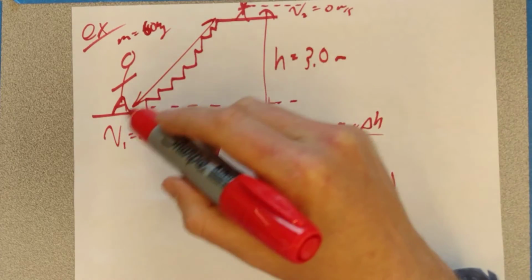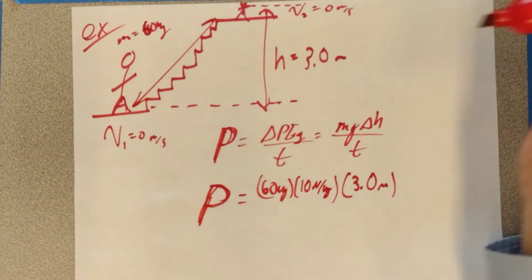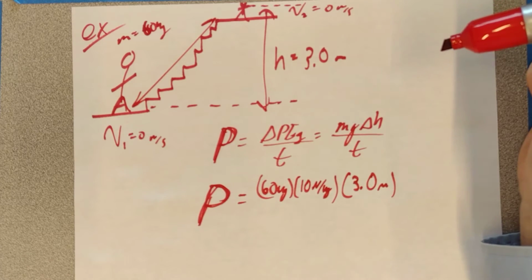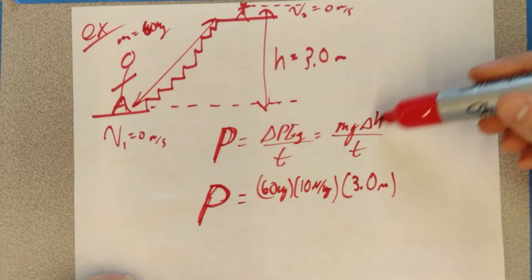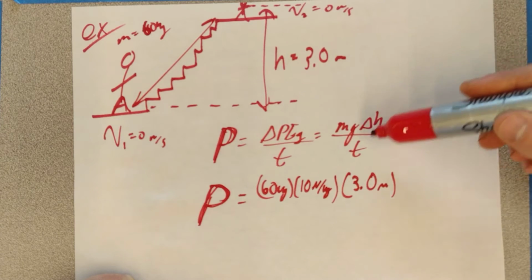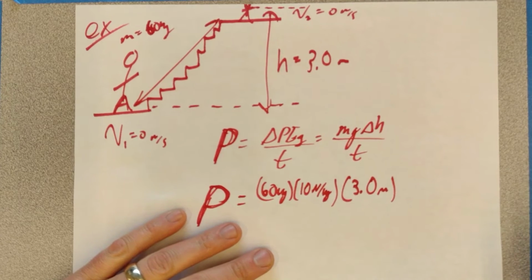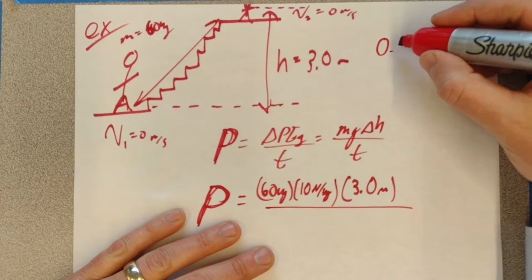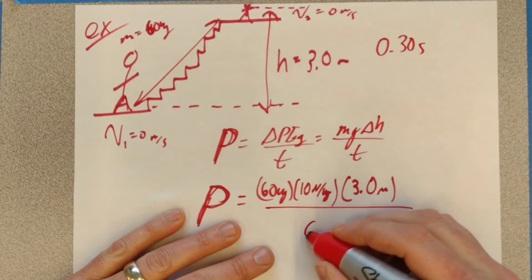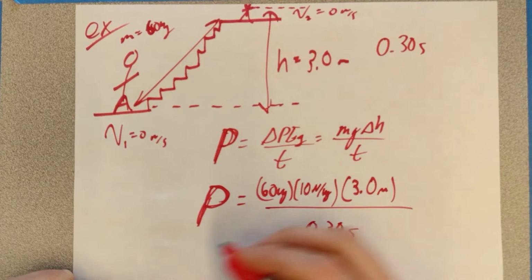If we knew their velocity as they were going up the ramp, we could also figure their average power output that way. But this is basically their change in height over time. It's basically their average vertical velocity, right? Divided by the time of, let's say it took them 0.30 seconds. All right, so let's do the math here.